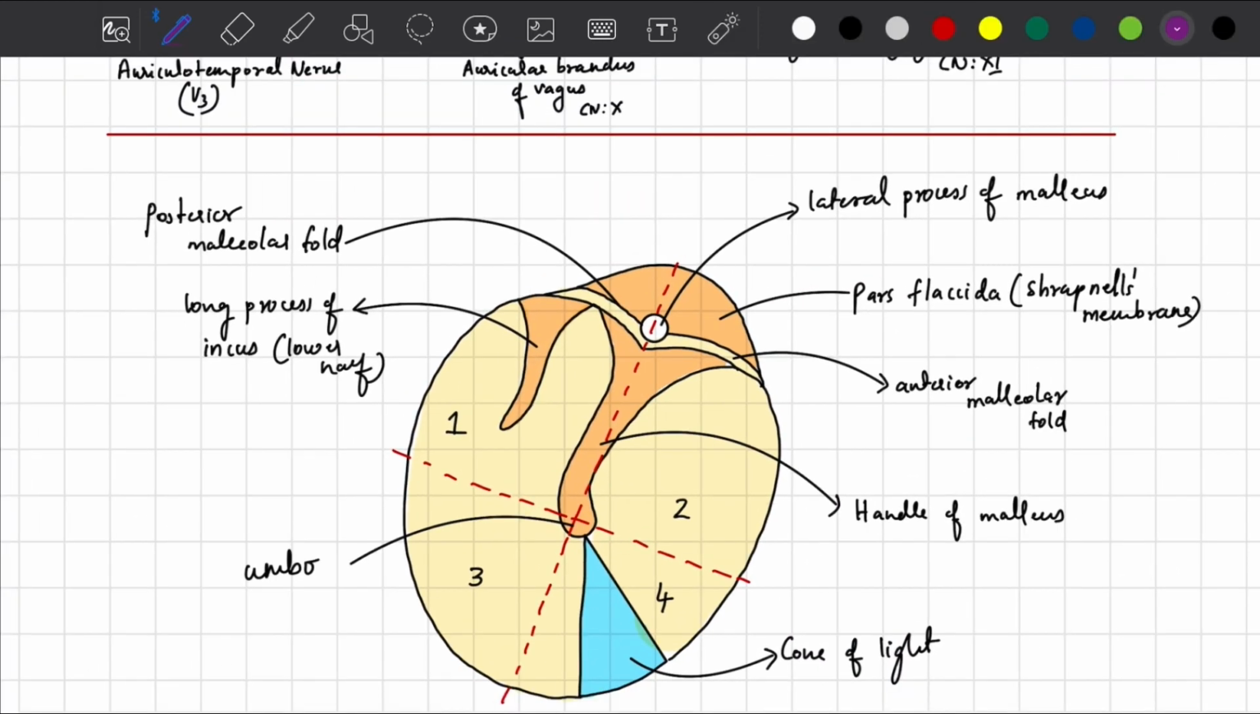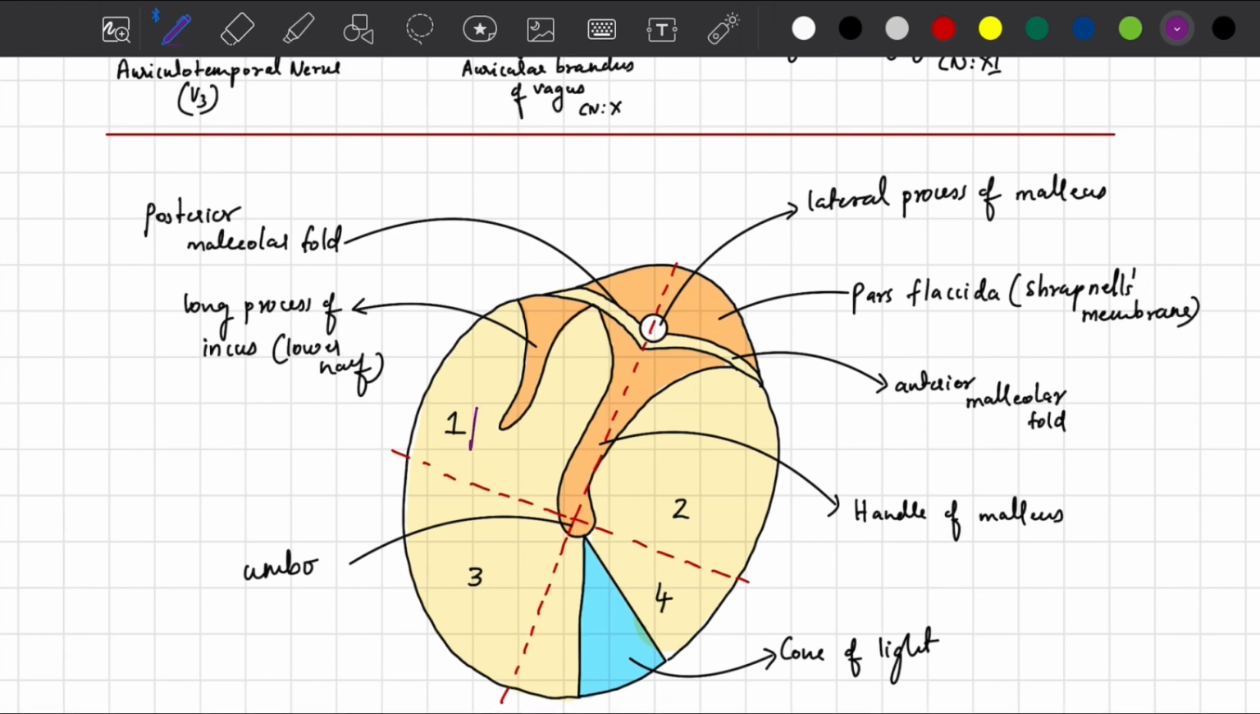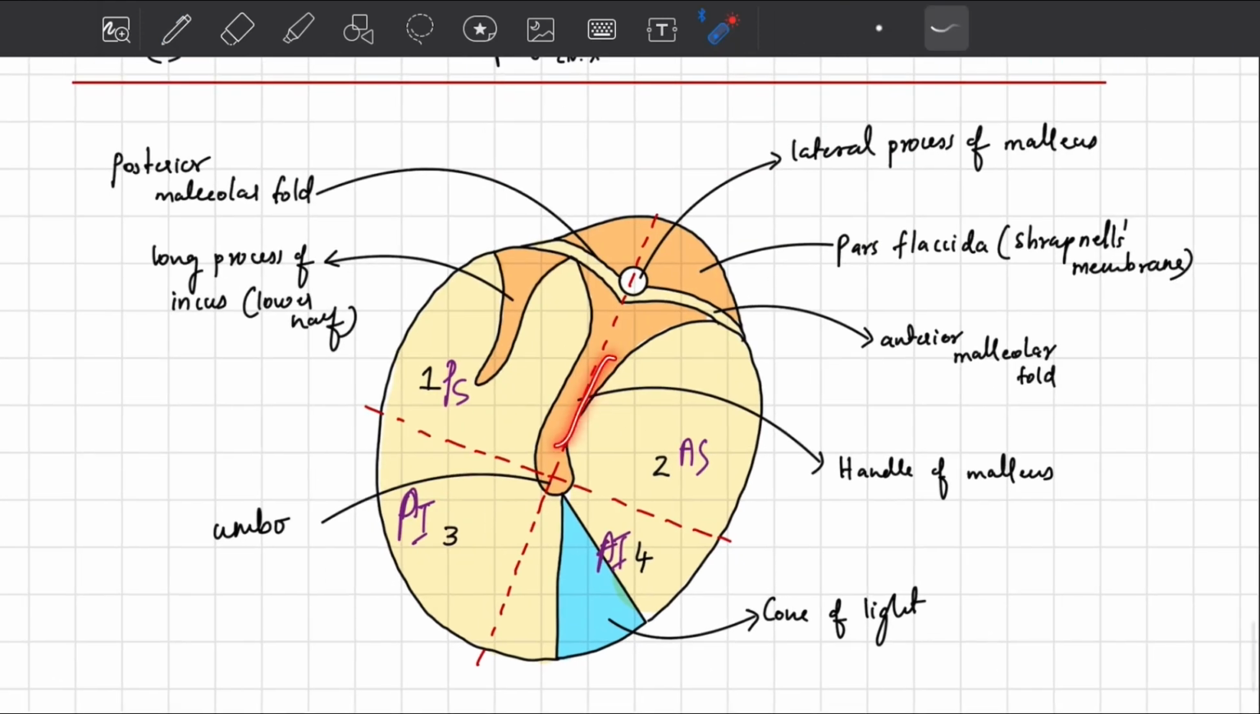Coming to another aspect of the tympanic membrane, we divide it into four quadrants. This is the posterior superior quadrant, this is the anterior superior quadrant, this is the posterior inferior quadrant, this is the anterior inferior quadrant. This is the handle of the malleus. It lies between the posterior superior and the anterior superior quadrant. The anterior inferior part consists of a triangular area called the cone of light, which will be seen while using an otoscope to examine the ear.